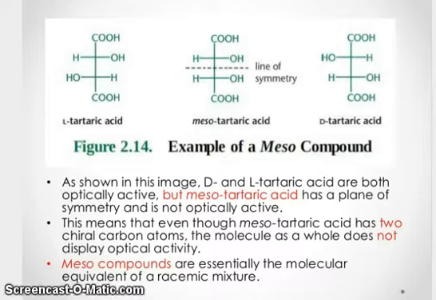This means that even though meso-tartaric acid has two chiral carbon atoms, the molecule as a whole does not display optical activity. Meso compounds are essentially the molecular equivalent of a racemic mixture.